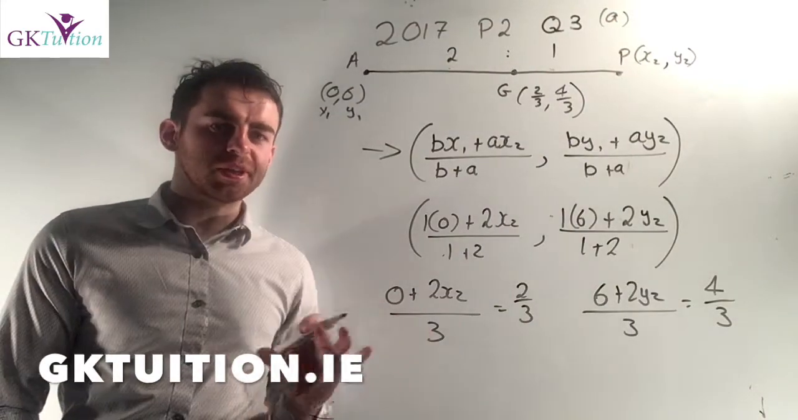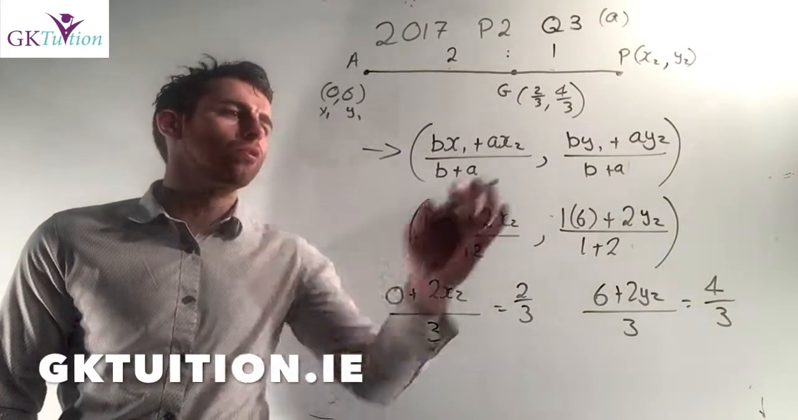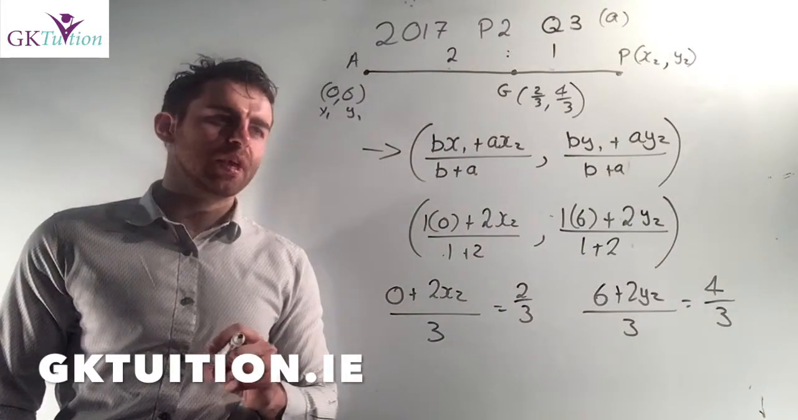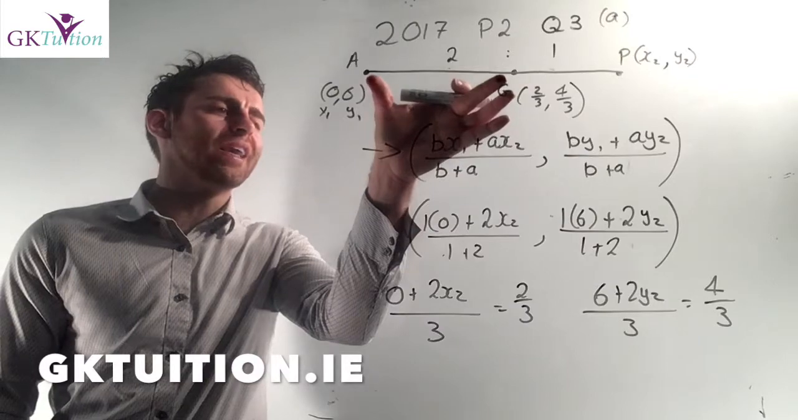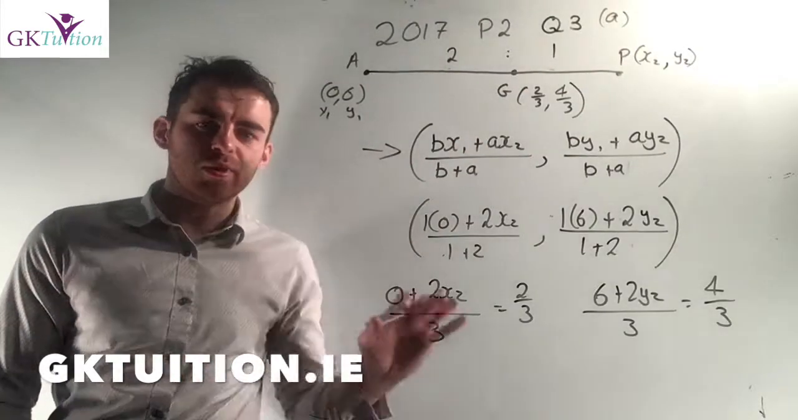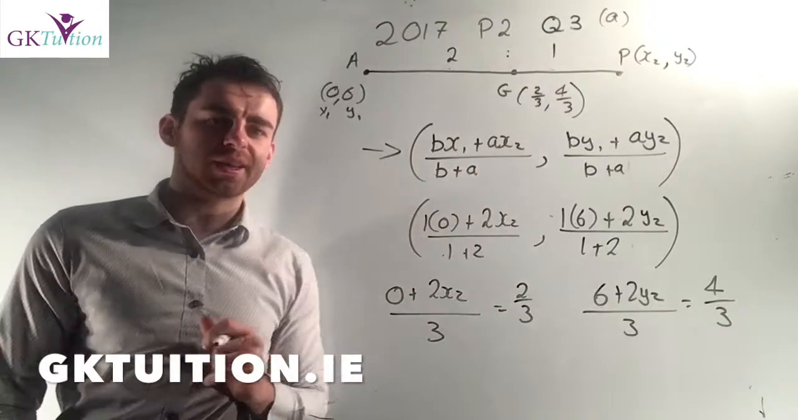In this question there's loads of information at the start and it could really throw you off. The only piece of information that we need in order to find the coordinate P is the very last piece of information that was given. They told me the ratio of AG to GP is 2:1. That's the only thing we're going to consider in order to answer part A.